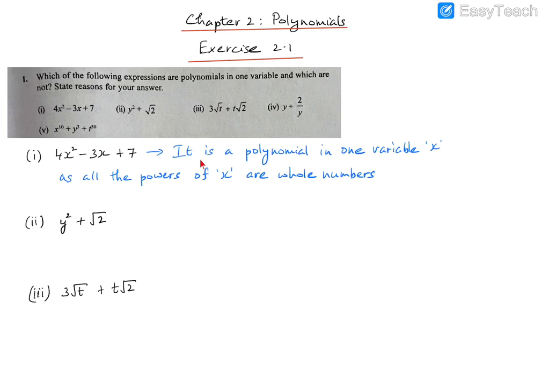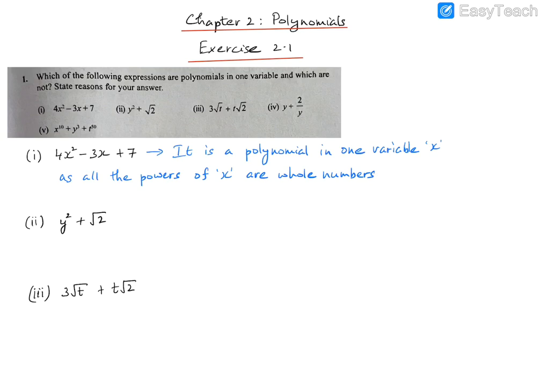So we have mentioned that it is indeed a polynomial in one variable, and that variable is x. The reason why it is a polynomial is because all the powers of the variable are whole numbers. Let's look at this second expression, y squared plus root 2.